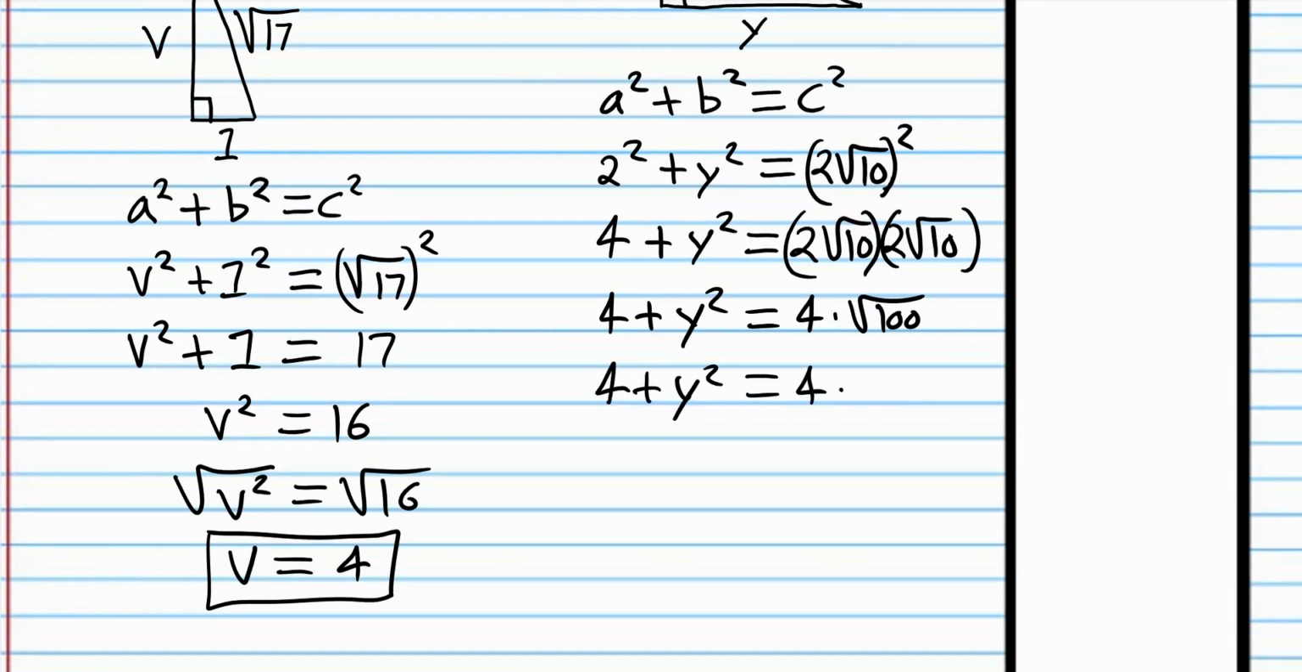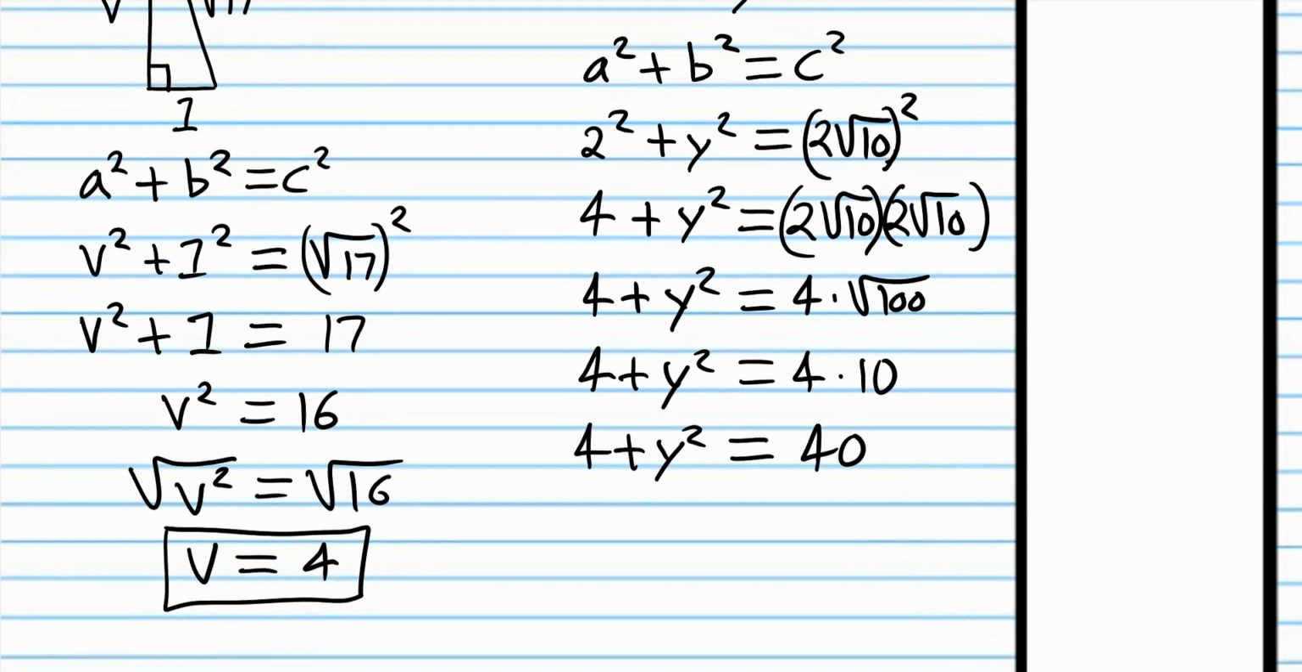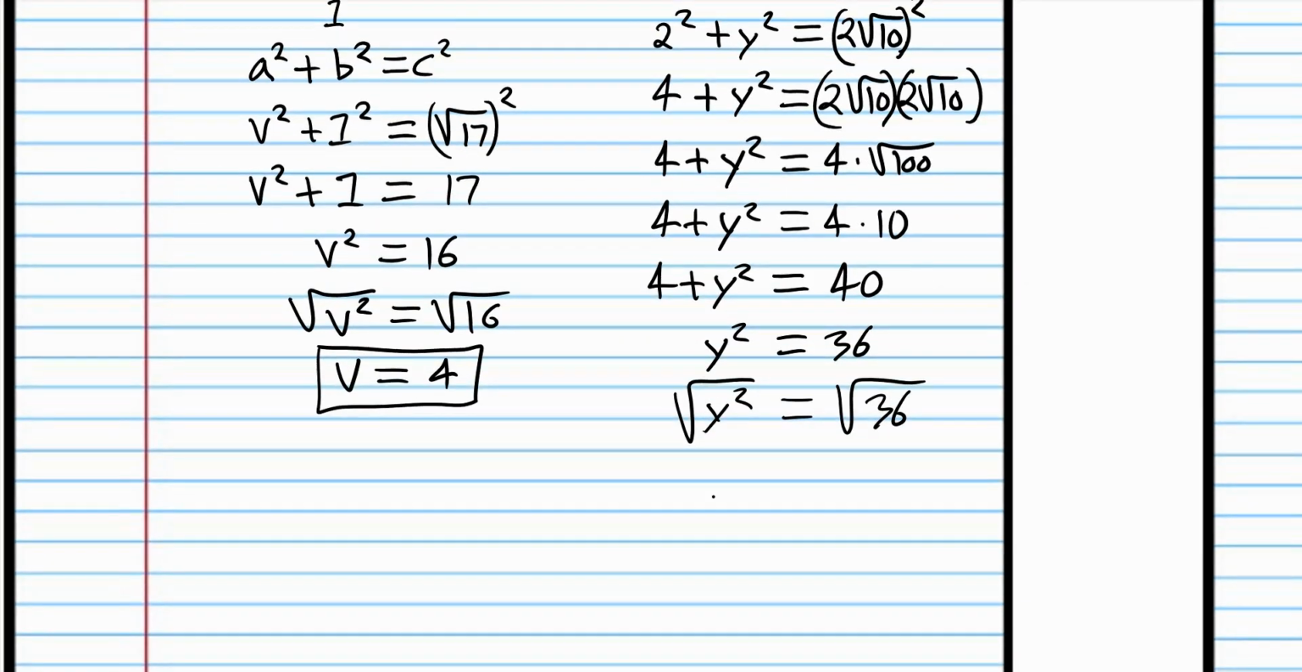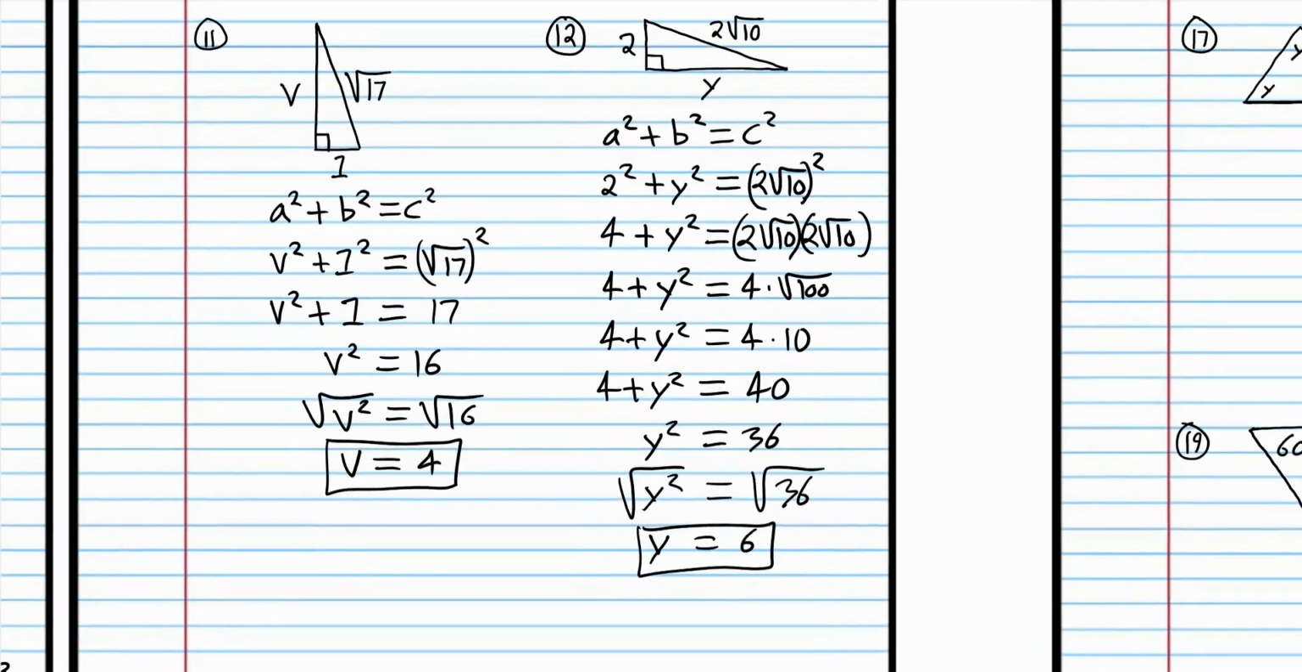So 4 times root 100, what number times itself is 100? Well, that's just 10. And then 4 times 10 is 40. You don't have to show all these steps. I'm just showing these so you can see that there's steps to this that we learned in my beginning algebra course. Now we're going to isolate y squared by subtracting 4 from both sides. And we have y squared isolated, but we don't want y squared, we want y. So we have to get rid of that 2 power. And we end up with y is equal to 6. So if you got 6 on that problem, good job.